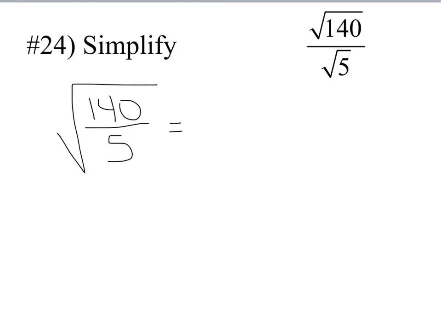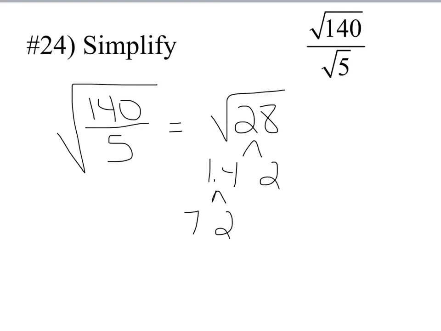Now by doing this, we can say 140 divided by 5, which is 28. And we end up with the square root of 28. And then we can see if we can simplify the square root of 28. 28 is 14 times 2. 14 is 7 times 2.